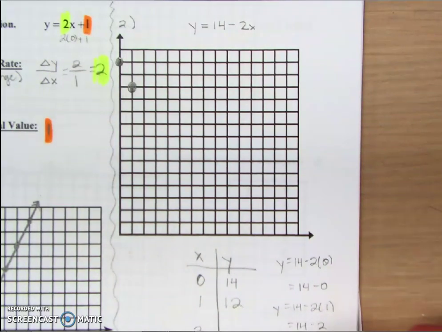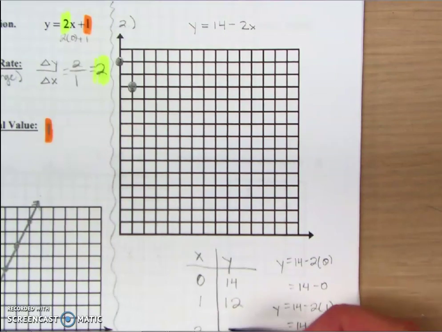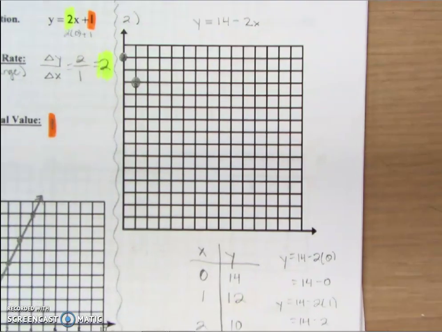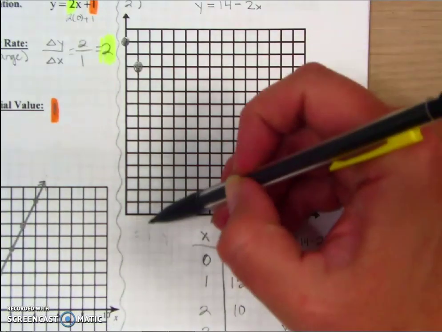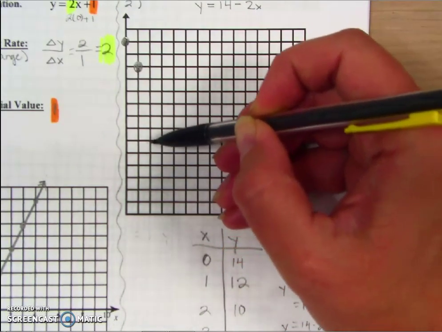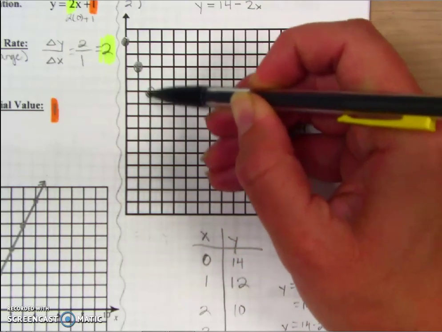How about y equals 14 minus 2 times 2 this time? That means I'd have 14 minus 4, which gives me 10. So from 2 on the x, this graph goes up to 10. 1, 2, 3, 4, 5, 6, 7, 8, 9, 10. There it is right there.